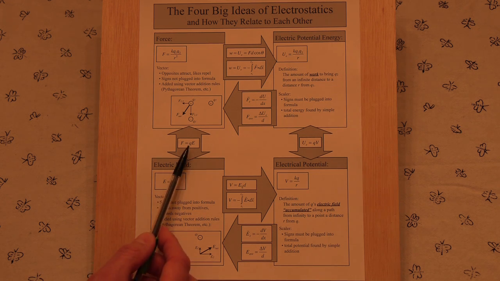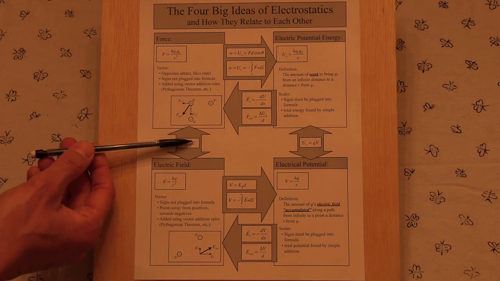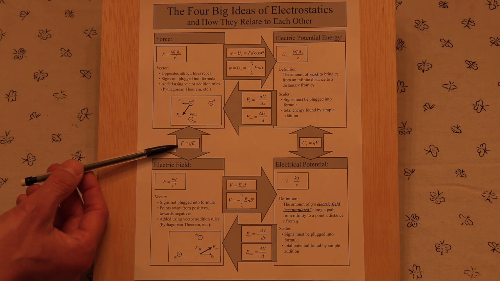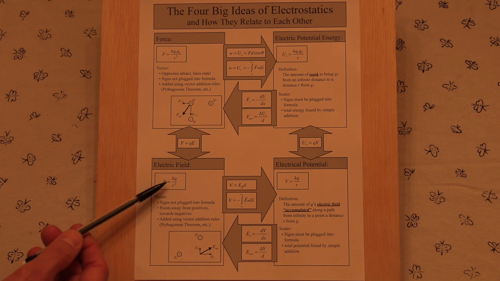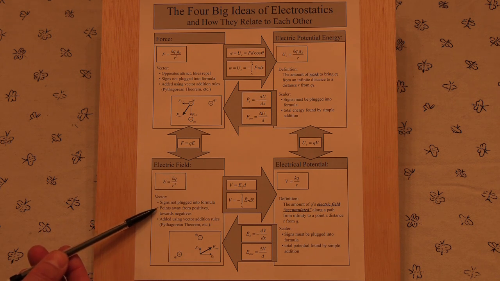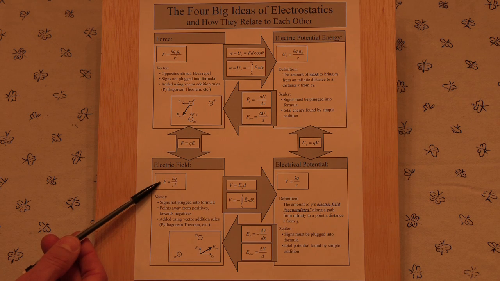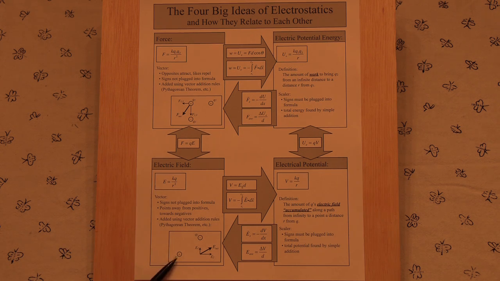The electric field, basically to figure out the electric field from force, you would divide by Q, F over Q, in newtons per coulomb. That's also a vector, which means, as I said, you don't plug the sign in the formula. The electric field points away from positives and it points towards negatives. So here's another little example. If I wanted to find the electric field here, caused by these two charges, this positive makes an electric field point away, this negative towards itself. And then I have to use some kind of vector sum.